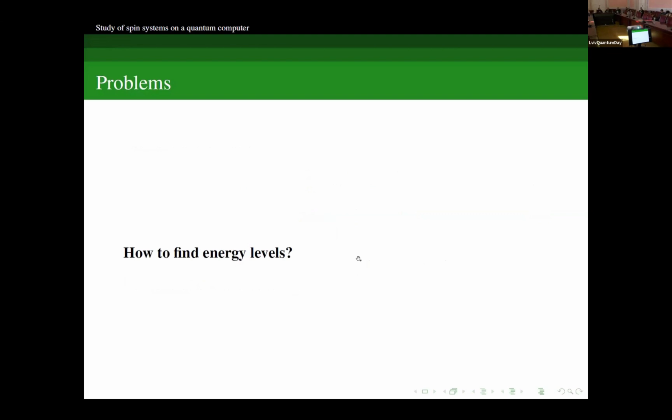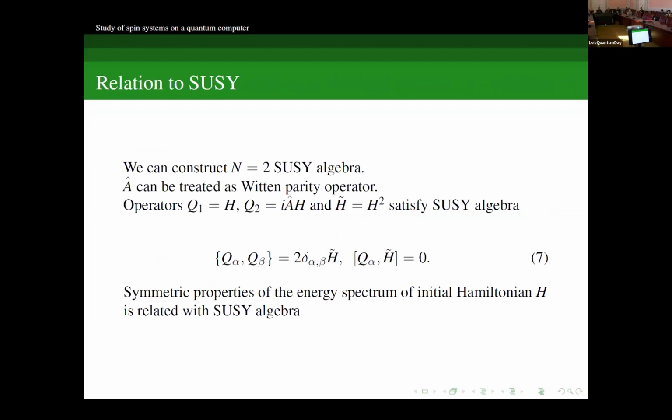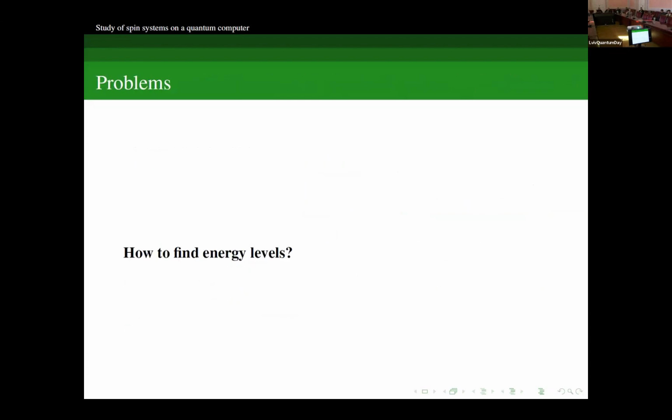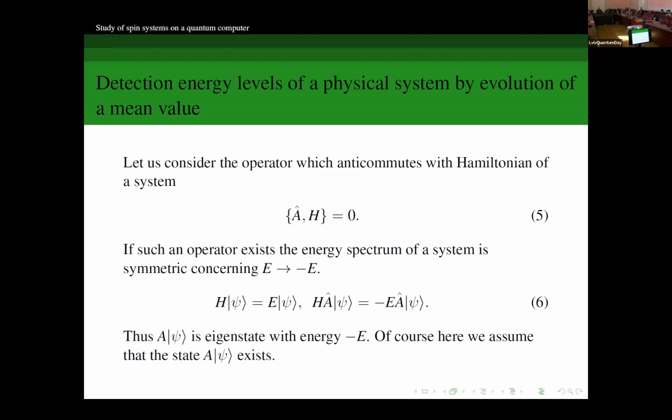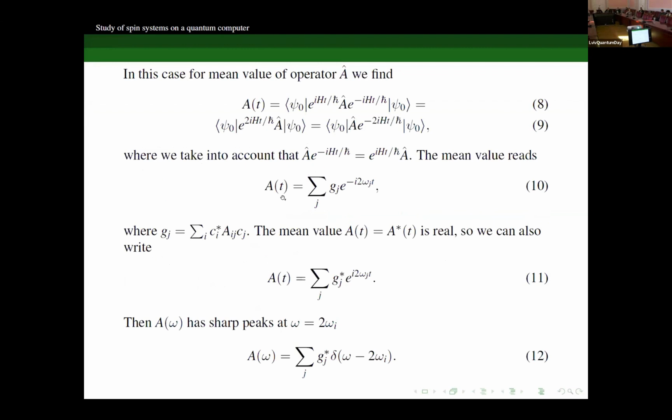So how to find energy levels? Here we have an idea which gives us the possibility to find energy levels. The idea is the following: let us look at the mean value of an operator which anti-commutes with the Hamiltonian. This is the main idea of this method. What do we get for this mean value? It is a very simple result: the mean value depends only on the energy levels or double energy levels. Then Fourier transformation gives you sharp peaks at points related to the energy levels, so you can find the energy levels, no problem.